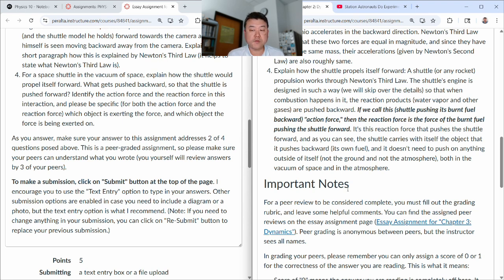It's this reaction force that pushes the shuttle forward, and as you can see, the shuttle carries with itself the object that it pushes backward, its own fuel. And it doesn't need to push on anything outside of itself, not the ground and not the atmosphere, both in the vacuum of space and in the atmosphere. I think there was an old New York Times article criticizing a space program for whether the rocket needs to push on the atmosphere for the propulsion to work. This is kind of a reference to that.